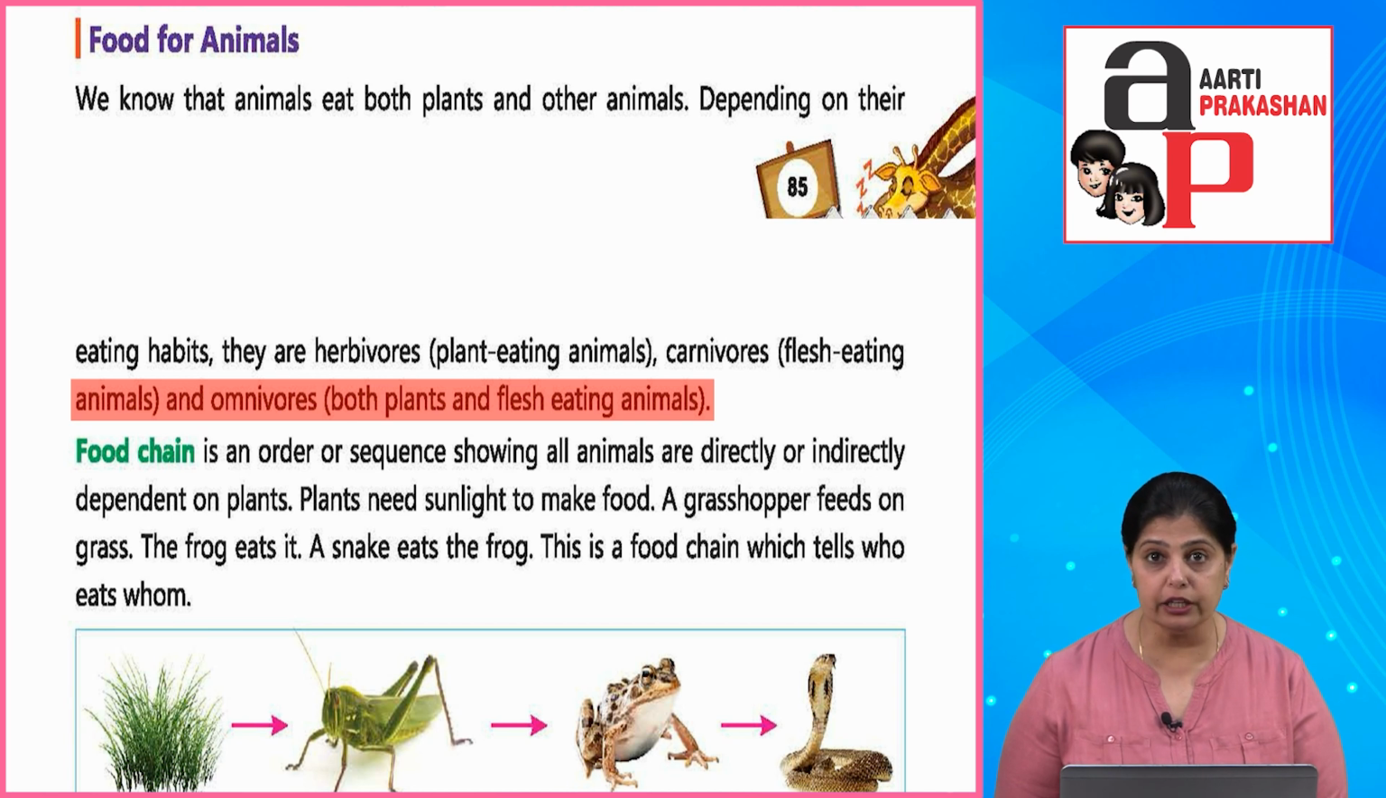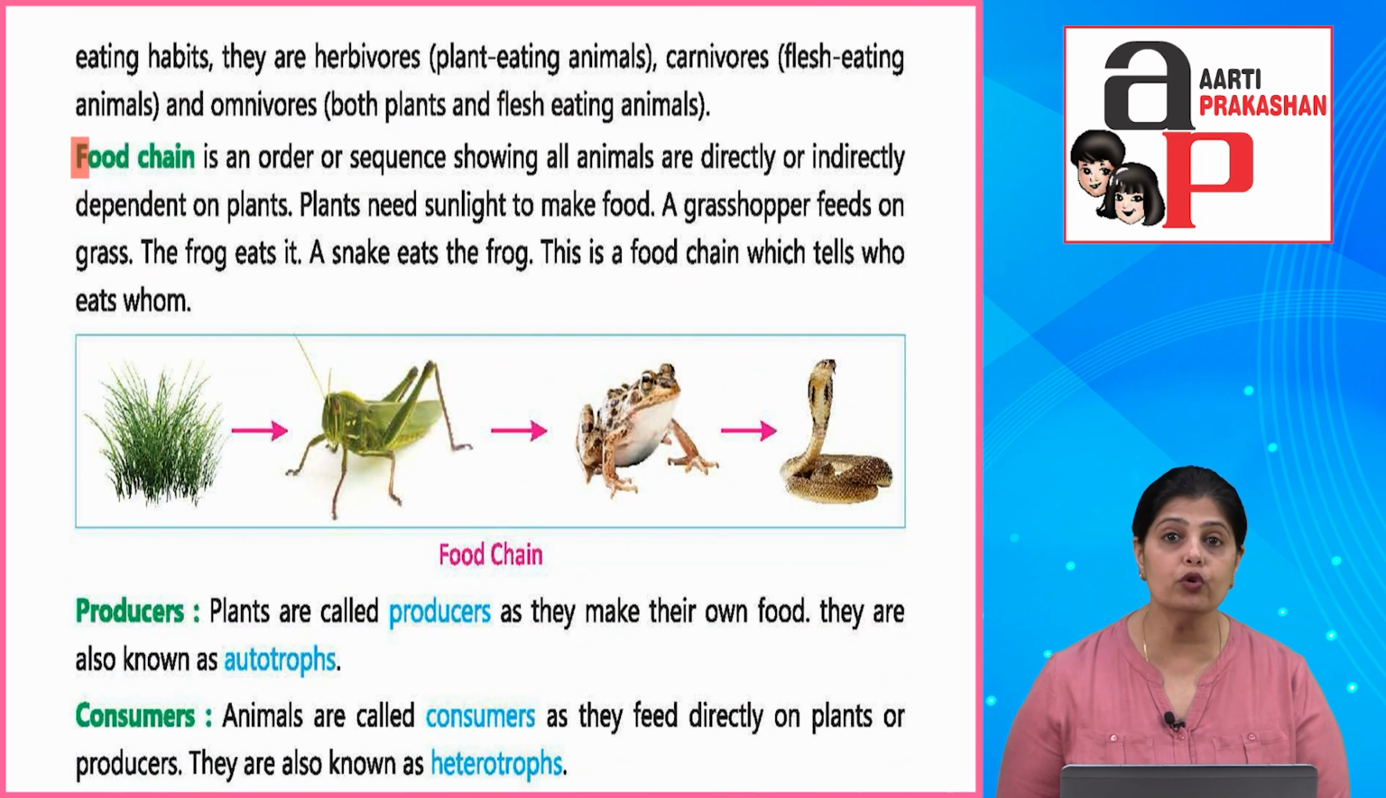फ्लैश ईटिंग होते हैं कार्निवोर्स, ओके, और ओमनिवर्स जो होते हैं वो दोनों खा लेते हैं, वो प्लांट्स भी खाते हैं एंड फ्लैश भी खा लेते हैं, ओके. नाउ लेट्स लुक एट द फूड चेन.